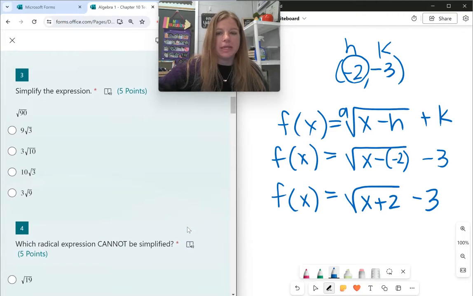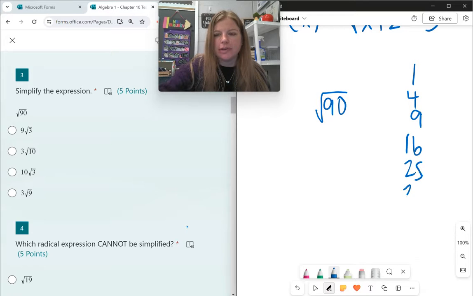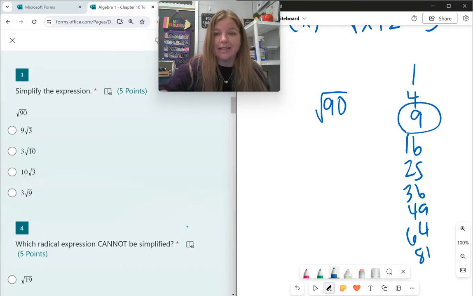Okay, number 3, simplify the expression. So what we learned with radicals is that you have to simplify by breaking down a number with the biggest perfect square. So my perfect square list is 1, 4, 9, 16, 25, 36, 49, 64, and so on. 81, well, 81 doesn't divide into 90, 64, no, 49, no, 36, no, 25, no, 16, no, but 9, yeah. 90 breaks up into radical 9 times radical 10.